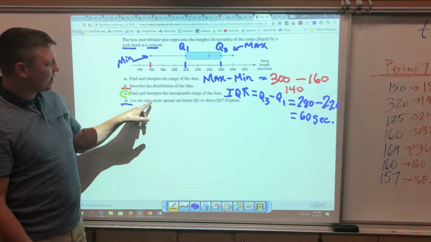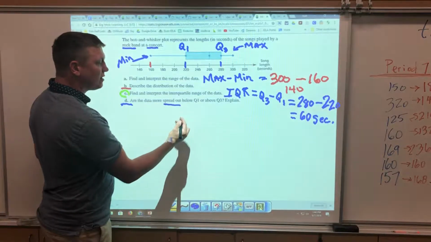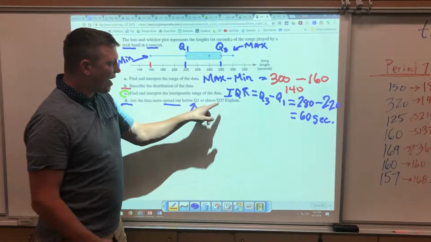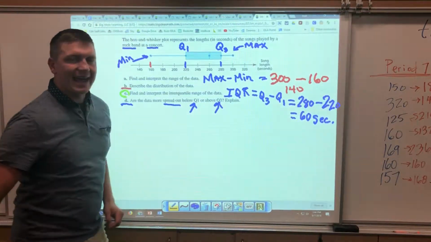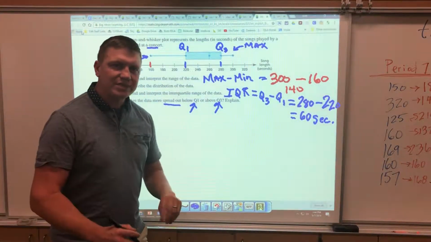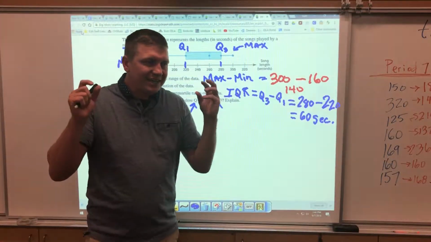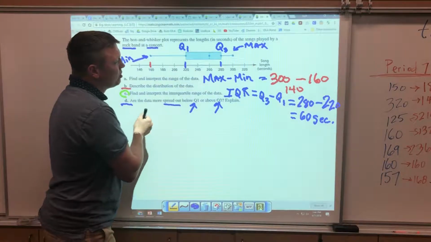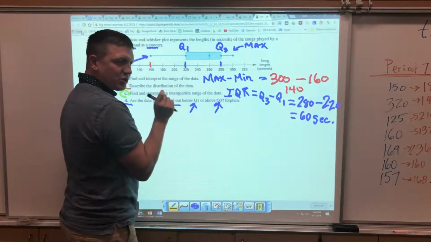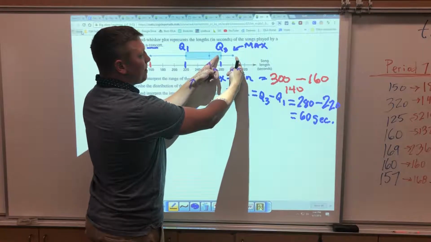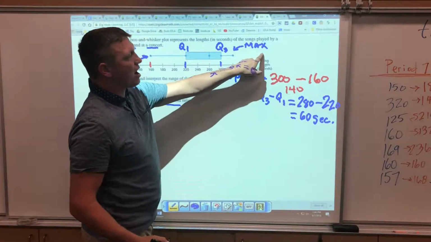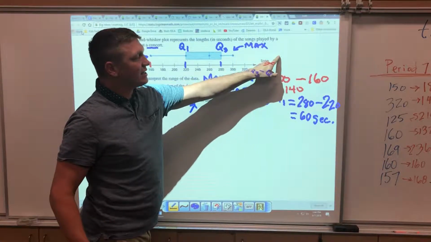It says, are the data more spread out below Q1 or above Q3? That means analyze the little whiskers. Are the whiskers long, like a little kitty? This whisker right here is like, whoa, cut that whisker, too long. And then this one's a little stubby, short whisker. That means this one is not spread out. It is really close together. That means they don't have a lot of songs that are really long.